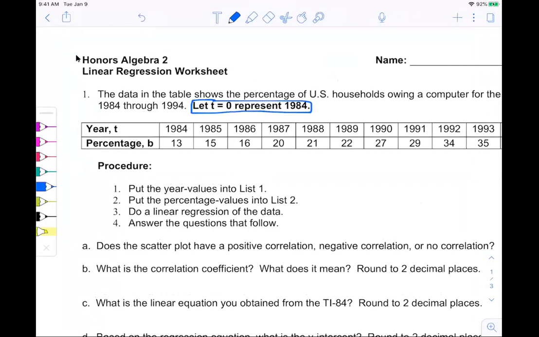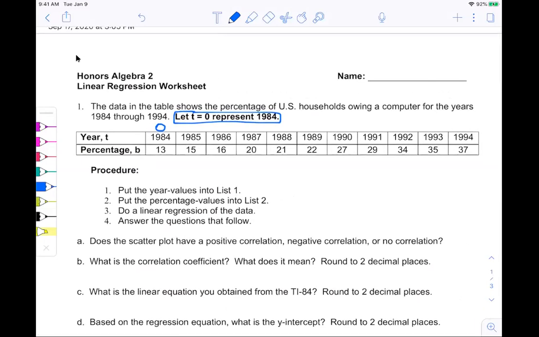I cannot plug in 1984 in the calculator because the calculator is thinking you're using a number 1,984. Instead, we use numerical values to represent years. And in this case, they're saying 1984 is year 0. Now, I know you're saying, Mrs. Kane, this data is so old.